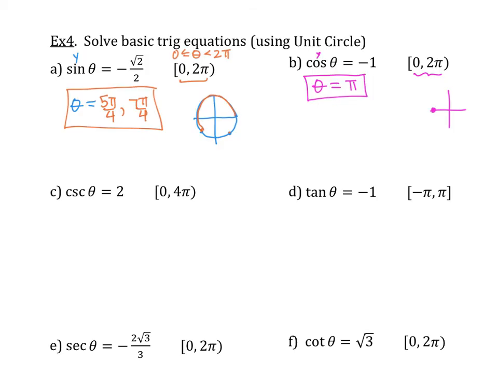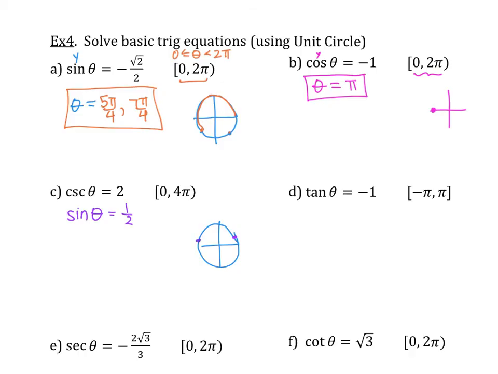Okay, for part C, it's similar, but the domain is going to be a little different. And that's where you're going to have to think a bit. This is cosecant. I'm going to flip this. Cosecant is the reciprocal of sine, so this is really telling me the sine of theta is 1/2. And that's a little bit easier for me to work with when I'm looking at the circle. You don't have to draw it, but I like to see. I want to see where the y value is 1/2. So that's going to be somewhere here and somewhere here.